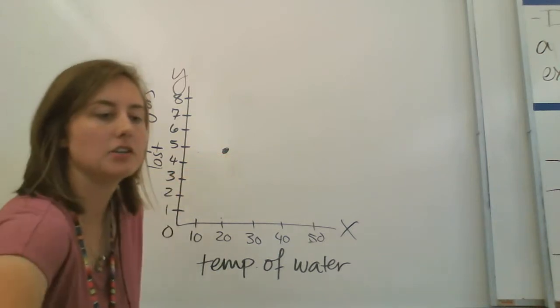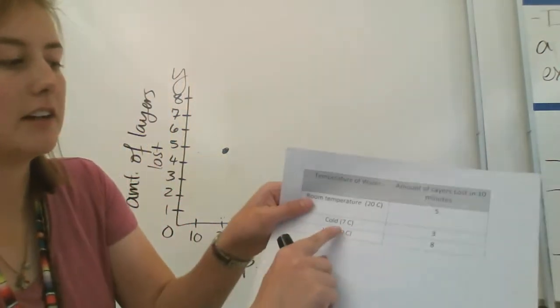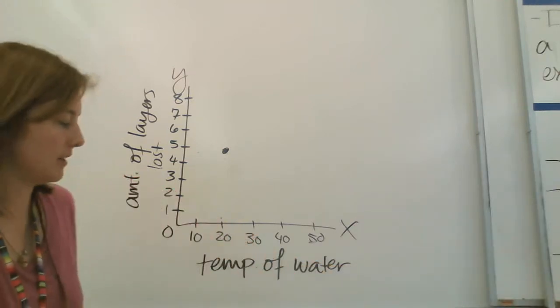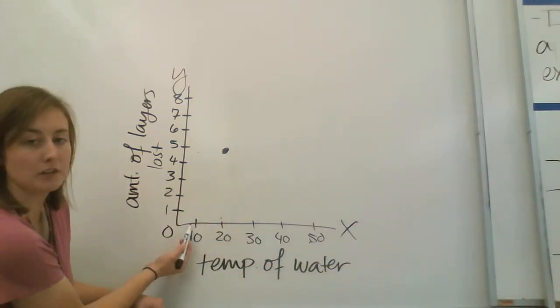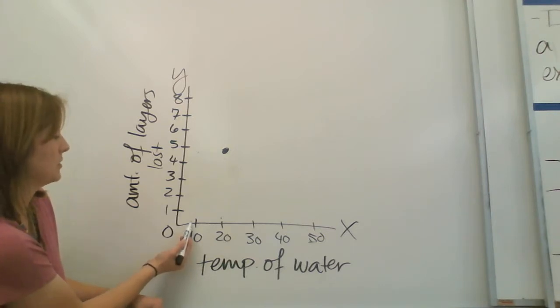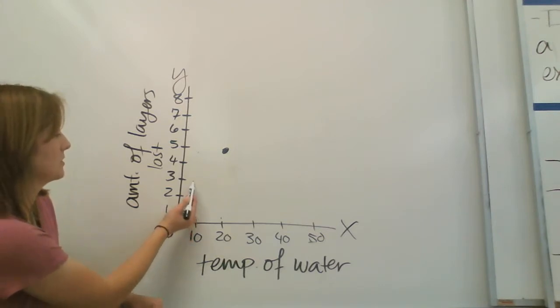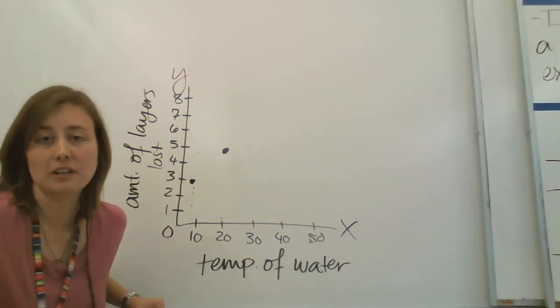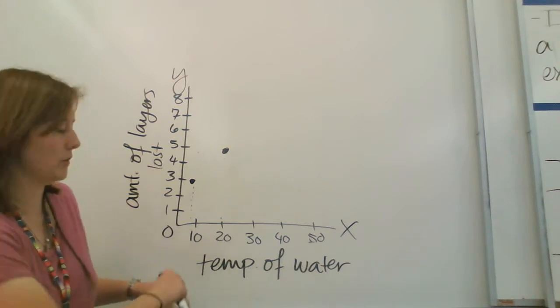All right, so our next point is going to be, we got 7 degrees Celsius and it lost 3 layers. So I'm going to start at the 7, which is going to be before the 10, about here-ish. I'm just estimating, okay? 7, and I'm going to go up to the 3. So I'm going to draw my dotted line up to where it meets the 3. And I'm going to make a dot there. Again, you don't need those dotted lines. I just draw them so you can see what I'm doing.